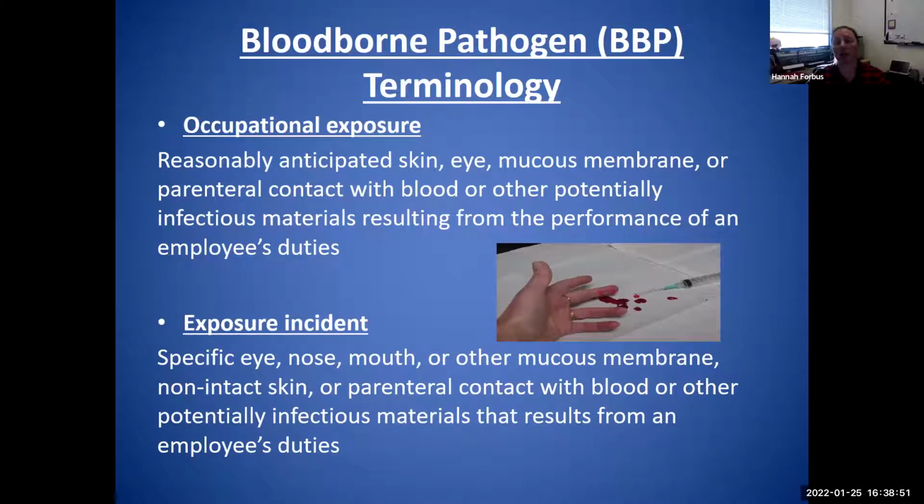So we know as medical assistants that we are faced with occupational exposure every day. The risk is there of becoming infected with blood or OPIM during our jobs, doing our duties. So that's the occupational exposure. So it's reasonably anticipated that this could happen, right? I can go many years without having an exposure incident, even though I have occupational exposure every day. So when that actually happens, that is the exposure incident. When something actually occurs and you are, in reality, potentially infected.